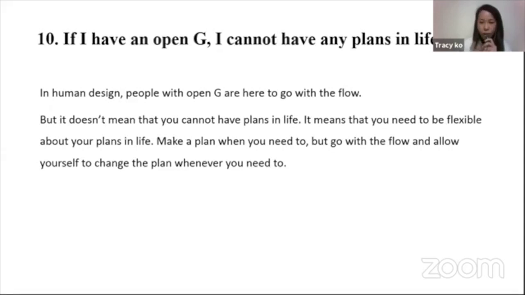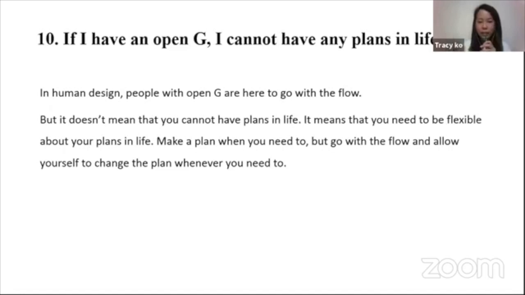Being an open G myself, sometimes I like to make plans because making plans helps me to get things done. But I make plans on a day-to-day basis. I don't make plans for tomorrow, I usually make plans just for today. And sometimes I will make plans for a longer period of time, maybe 1 month or 2 months. But I will always be very open to any changes, and I will always be very open to make the plans longer than it needs to take.